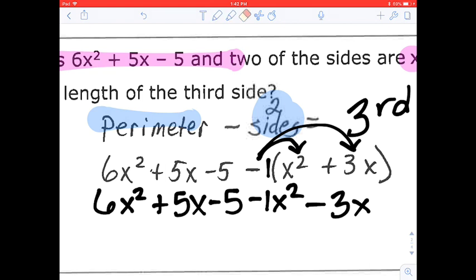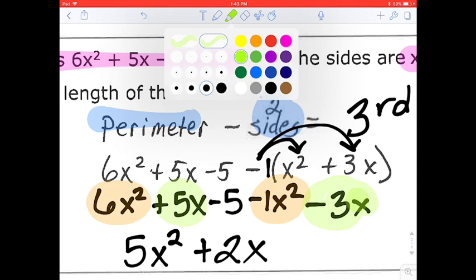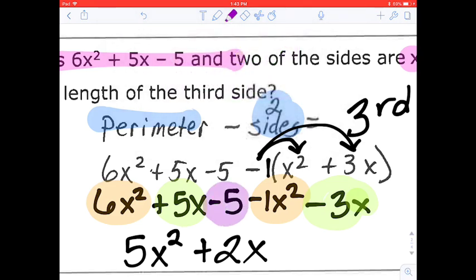I can combine my like terms. Let's grab a new color. I like orange. 6x squared minus 1x squared is 5x squared. 5x minus 3x is 2x, positive 2x. And then negative 5 does not get to combine with anything, so just minus 5.